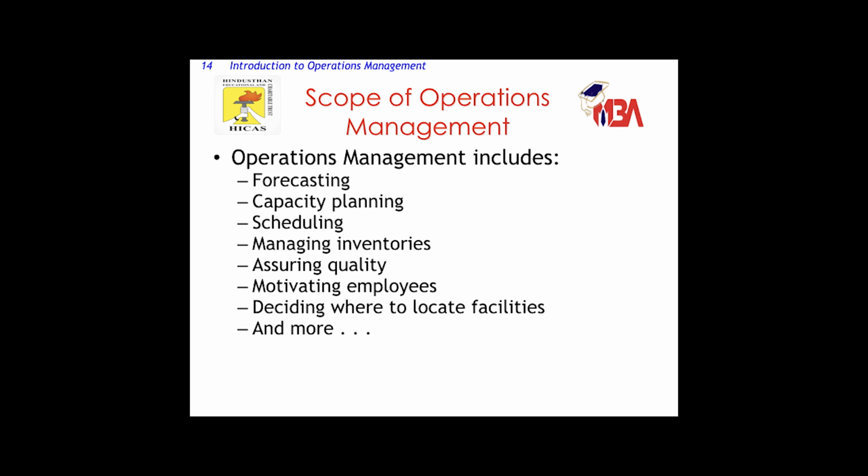Now, let us look into the scope of operations management. Operations management includes forecasting, capacity planning, scheduling, managing inventory, assuring quality, motivating employees, deciding where to locate facilities, and how to decide the manufacturing, what type of manufacturing is required, how many people are required. All these come under operations management.